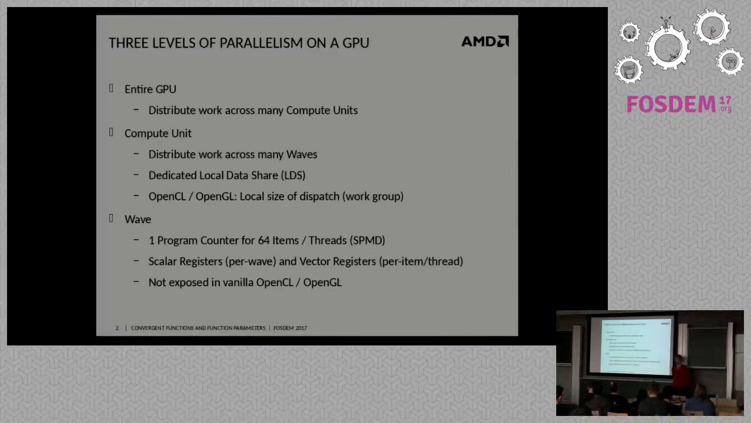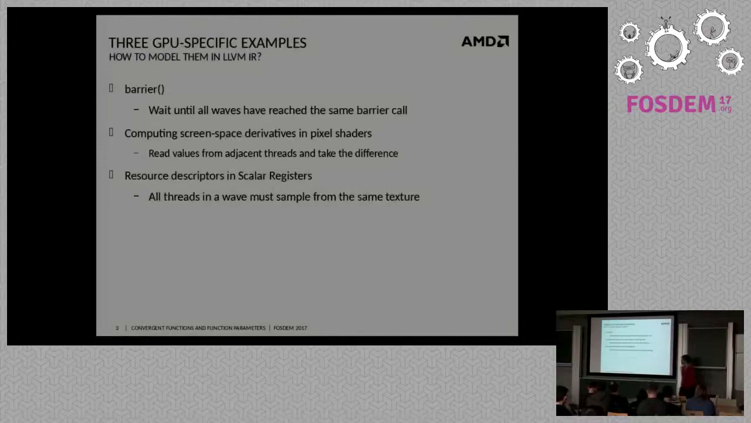So in hardware, you actually have scalar registers with one value per wave, and vector registers with one value per item. In OpenGL, if you know it, workgroups are assigned to compute units, but might be split up into many waves. So what are some of the examples that I want to mention? They're barrier instructions or calls, screen space derivatives in pixel shaders, and the fact that texture lookups use descriptors that are stored in scalar registers.